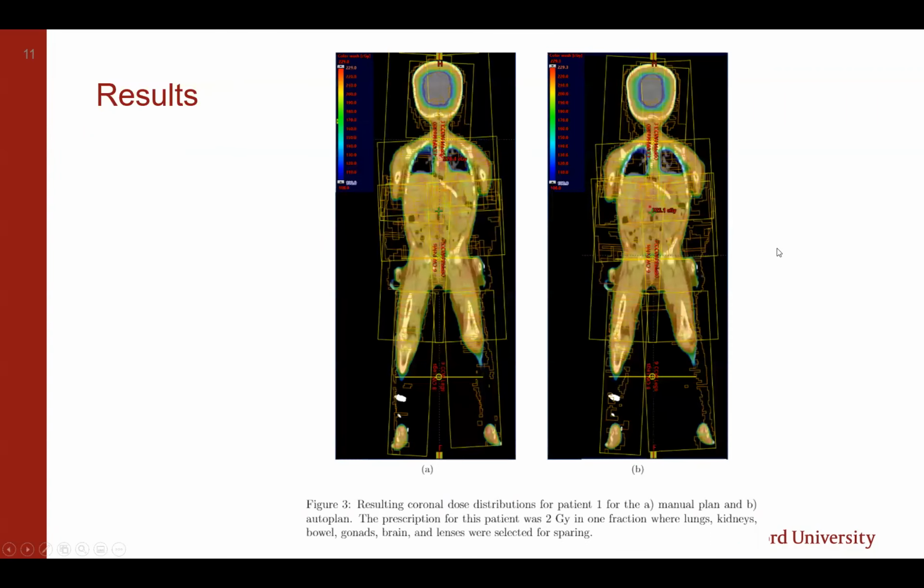So this is cool and all, but what did we actually achieve with this? Does it actually work? We compared 10 patients that we had previously treated with VMAT TBI. The manual plans that were actually done by a physicist or a dosimetrist, we replanned them using these scripts. You can see a screenshot of the coronal dose distribution for the manual plan on the left and the automated plan on the right. And you can see they look very similar.